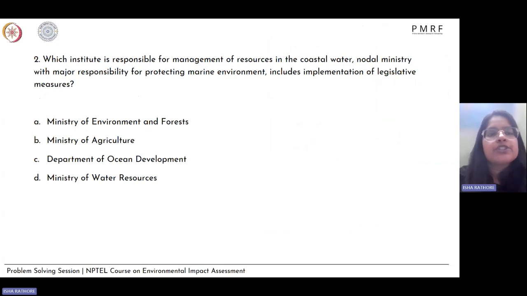So moving on, which institute is responsible for management of resources in the coastal water? Nodal ministry with major responsibilities for protecting marine environment and includes implementation of legislative measures. A, Ministry of Environment and Forest, B, Ministry of Agriculture, C, Department of Ocean Development, and D, Ministry of Water Resources. So the correct answer is A, that is the Ministry of Environment and Forests is responsible for management of resources in the coastal water. It is the nodal ministry with major responsibility for protecting marine environment and includes implementation of legislative measures.